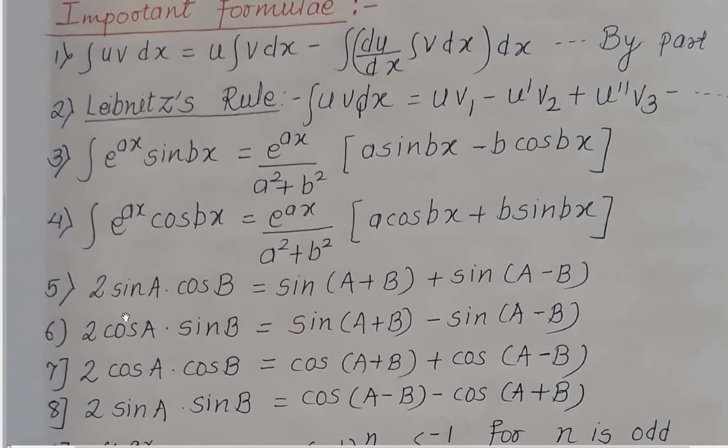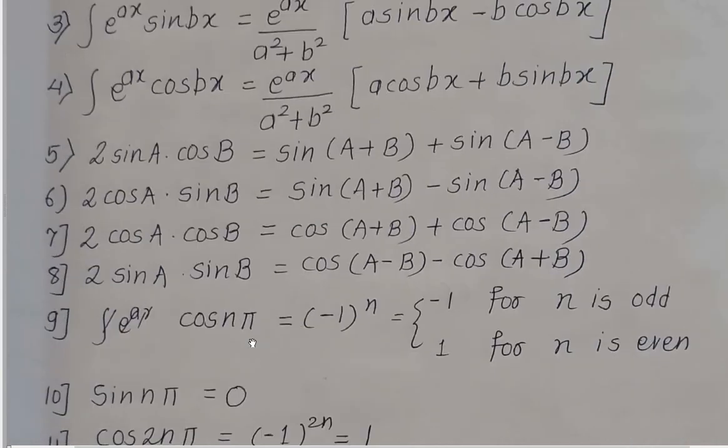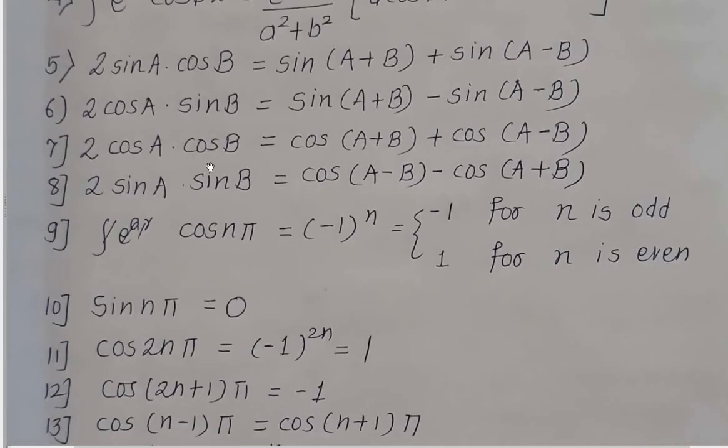Then the angle formulas: 2 sin a into cos b is sin of a plus b plus sin of a minus b. 2 cos a into sin b is sin of a plus b minus sin of a minus b. 2 cos a into cos b is cos of a plus b plus cos of a minus b. 2 sin a into sin b is cos of a minus b minus cos of a plus b.